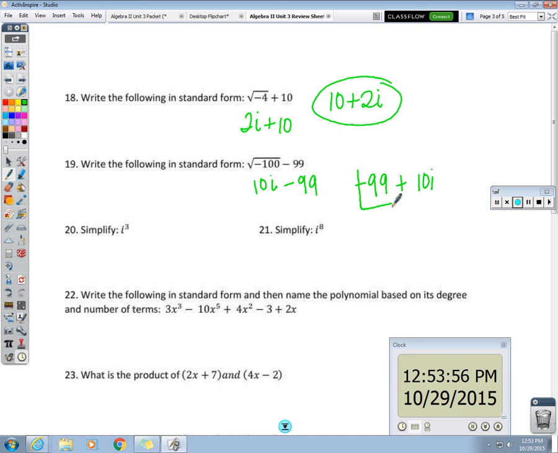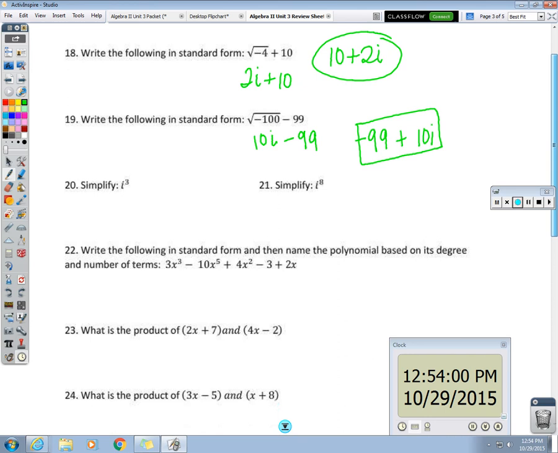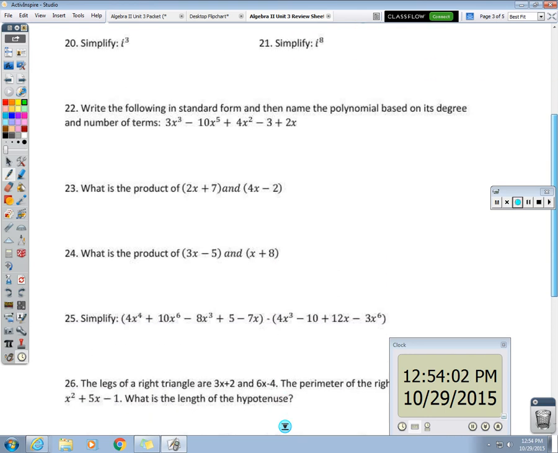Okay, number 20, simplify i cubed. Well, what is i cubed if you break it down? i times i times i. Well, what is i times i? i squared, which we know is a -1. So these two i's become a -1, and then you have that one left over. So that's the answer, but you would just see it as -i on the test. They wouldn't write the 1.